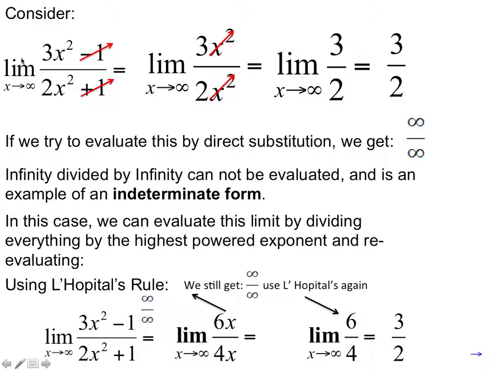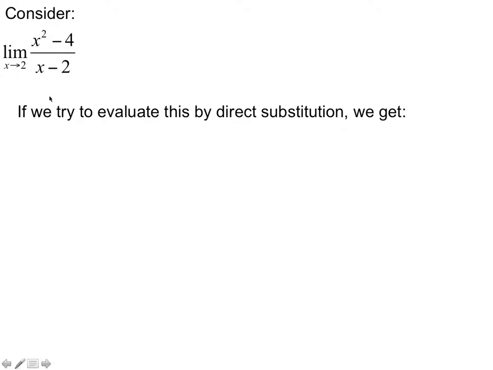This one, we can still go back to our end behavior approach, or we can use L'Hopital's, totally your choice. So let's take a look at this one. This one we could simplify. As we approach 2, we get 0 over 0. That's that other indeterminate form. And again, you have this all written out in your notes. I didn't want you to have to write it down.